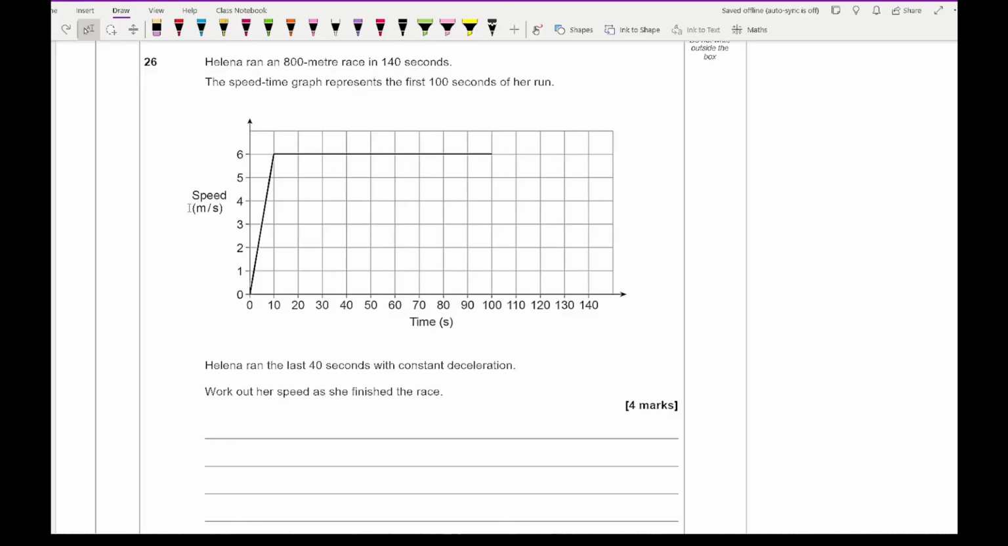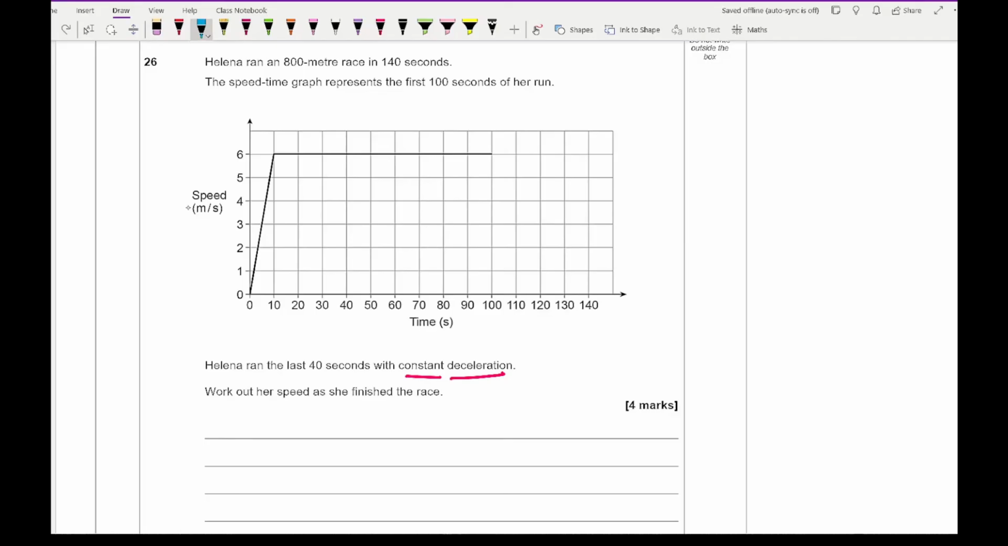Now, when working this question out, the biggest mistake that students make is they will automatically think that because she's running at a constant deceleration for 40 seconds, you're going to draw a straight line from there to there. Now that's going to be wrong, because what you're then assuming is that when Helena gets to the finish line, she's going to be literally running at 0 speed. And that's not the case. She's going to be running at some speed as she crosses that finish line. We just don't know what that's going to be.